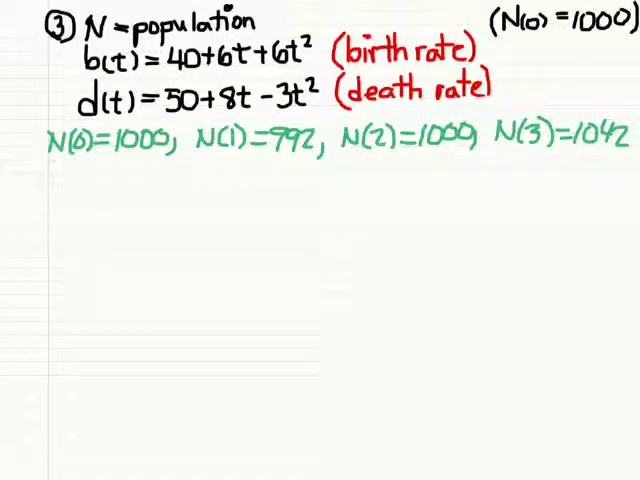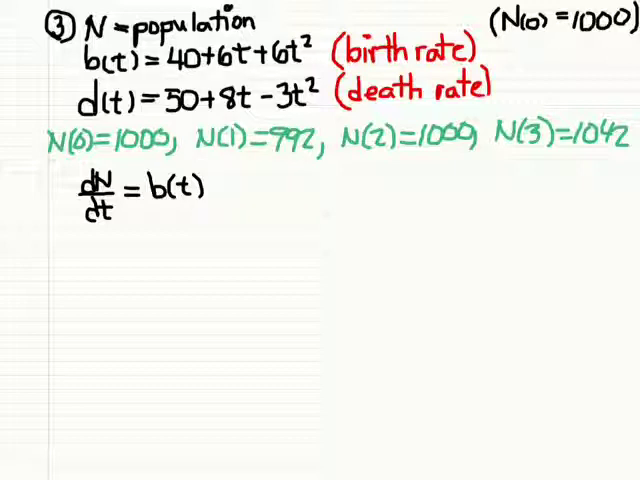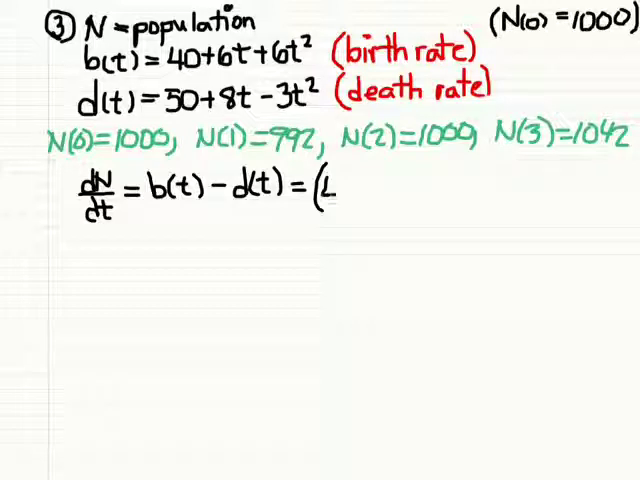Finally, we want to find a formula for the population as a function of time. So what do we know? Well, we know the birth rate and death rate. And combined, those give me my rate of change. The rate of change of the population is given by the birth rate minus the death rate. So if I know the birth rate and the death rate, I can calculate the derivative.